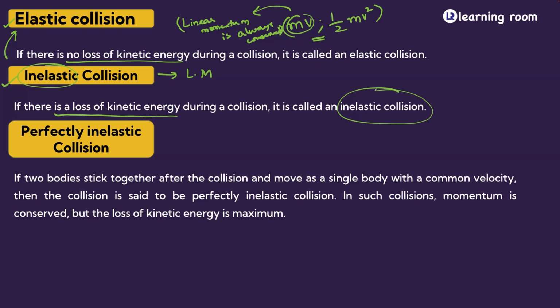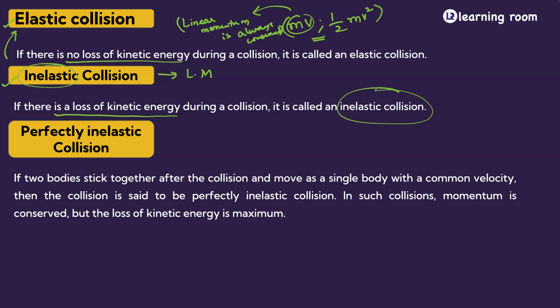There are different kinds of collision that can happen. If objects are colliding and they move apart, they can either be elastic or inelastic collision, depending on whether the kinetic energy is conserved or not. But if there is a collision and after collision both the objects start moving as a single object, if they stick together and move as a single object, you call that kind of collision a perfectly inelastic collision.